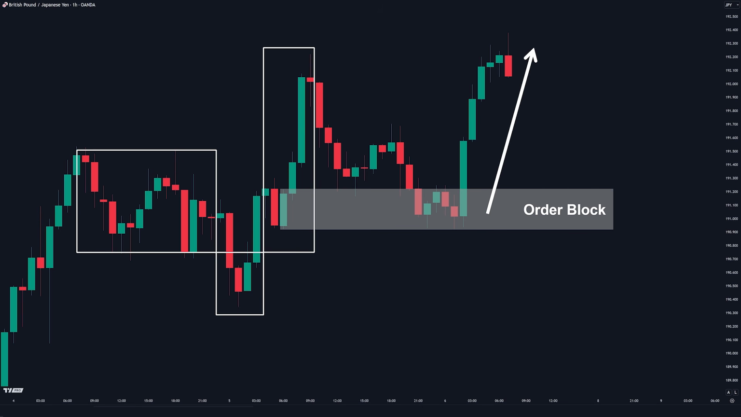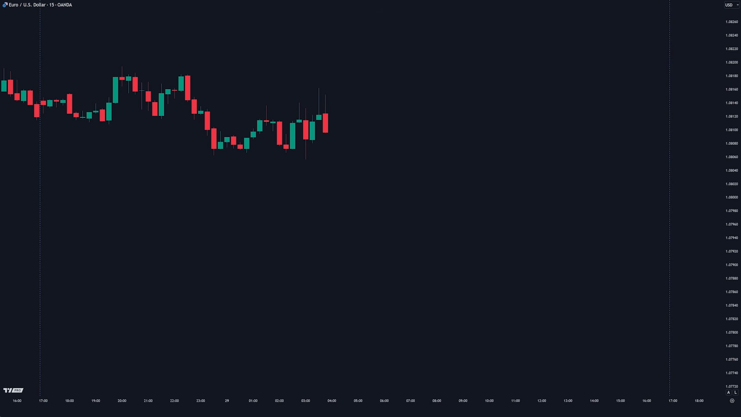When identifying accumulation, manipulation, and distribution, AMD, on a chart, one key factor to consider is how trading sessions affect price movement. Each session brings different levels of activity, which can influence market behavior. For example, let's look at the euro-dollar on a 15-minute chart.